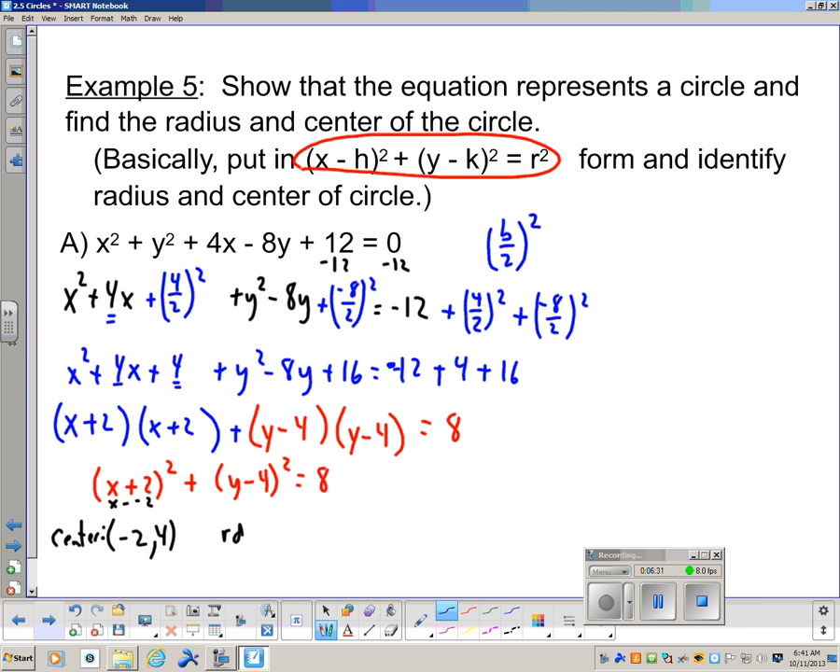What's my radius? If you remember from your equation up there, the 8 is r squared, not r. So I have to go ahead and find the square root of 8. But the square root of 8 I can break down as a square root of 2 and a square root of 4. But the square root of 4 is 2, so I really get 2 root 2. So that's how we go ahead and show that the equation represents a circle.